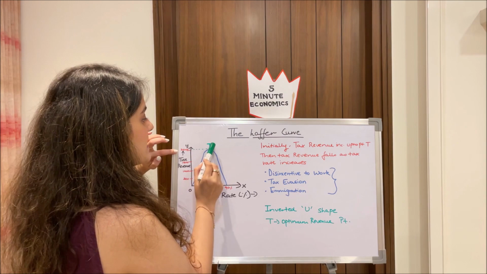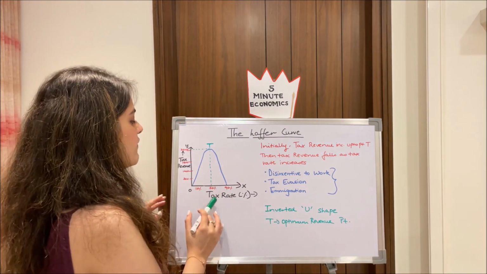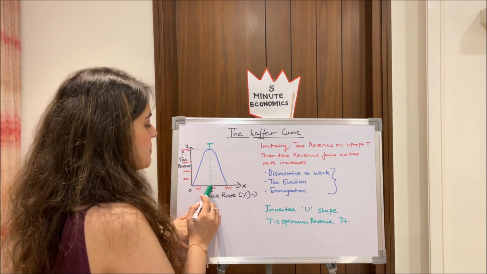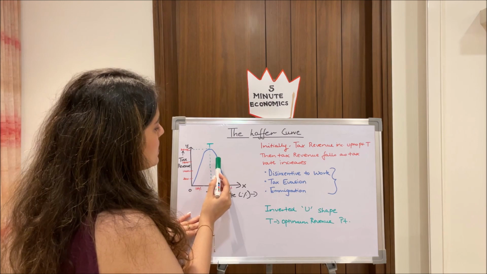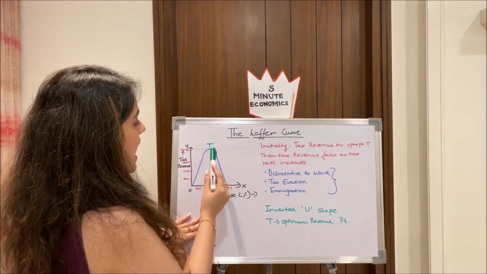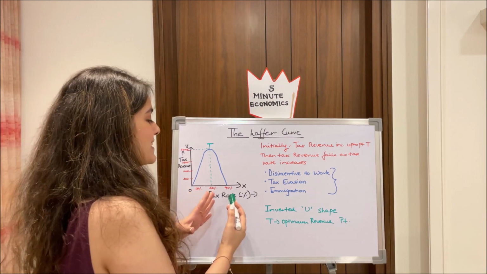This is the point. This T point is the optimum revenue point. Further, if government increases its taxes from 50% to maybe 60, 70, whatever, the tax revenue starts falling. We can see it keeps falling. Because why? Because tax rates have increased.